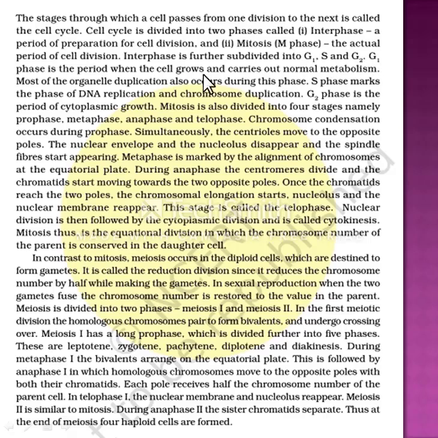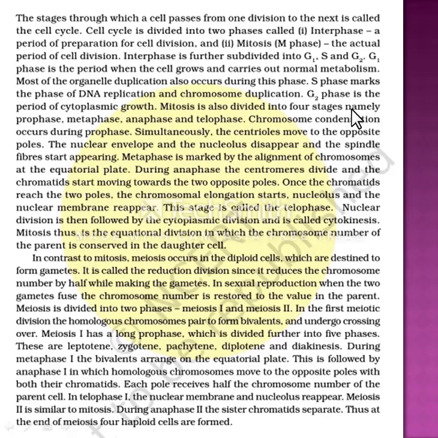G1 phase is the period when the cell grows and carries out normal metabolism. Most of the organelle duplication also occurs during this phase. S phase marks the phase of DNA replication and chromosome duplication. G2 phase is the period of cytoplasmic growth.